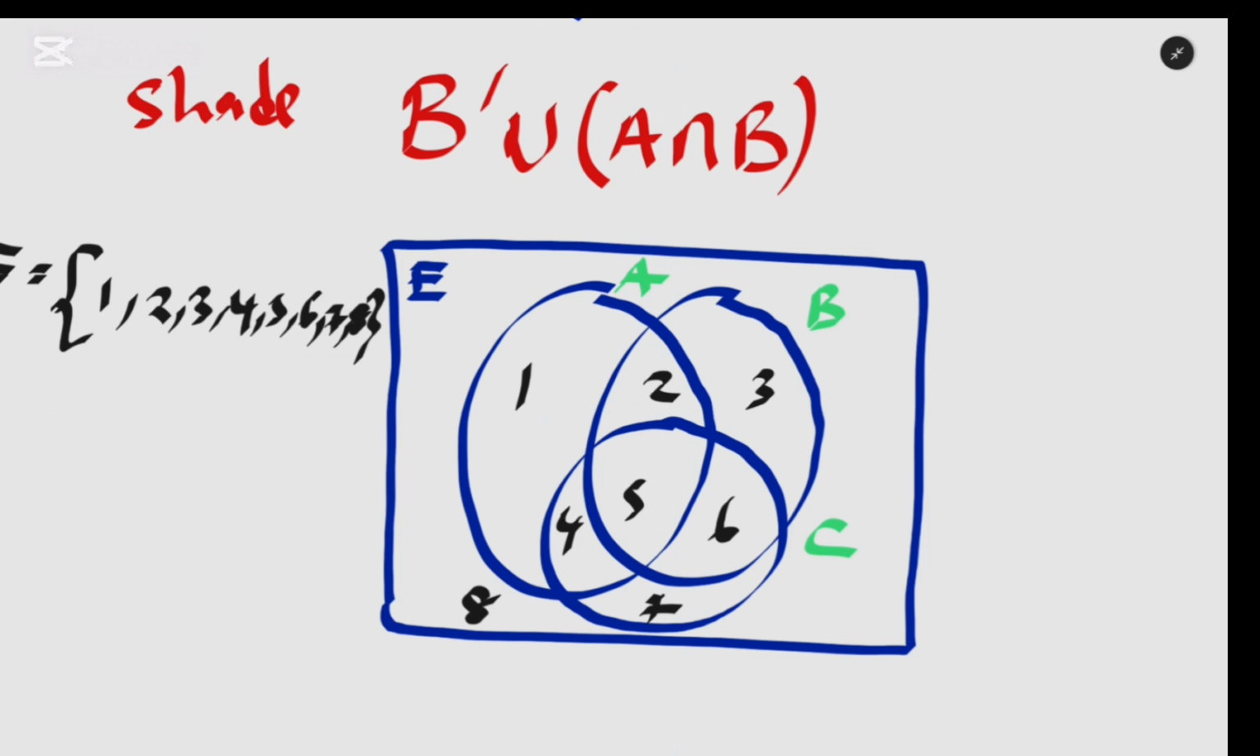Then we list the set. We start with B complement. So B complement is everything outside B. So the set is everything outside B. If we are to look at B, B is the whole of this one.